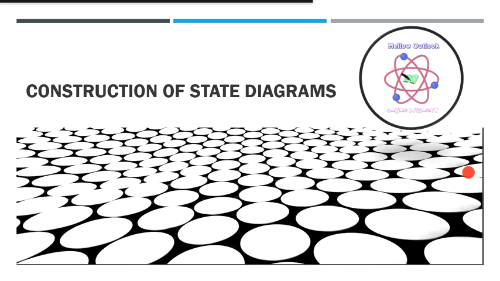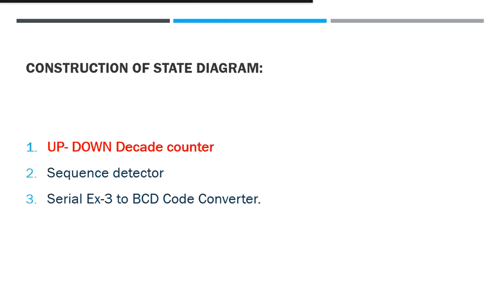So the construction of a state diagram in sequential design is analogous to the construction of a truth table in combinational logic design. Here we will present several problems for which we will construct a state diagram prior to continuing the design of a complex circuit. Mainly we will look into three concepts: the up and down decade counter, the sequence detector, and the third one, the serial XS3 to BCD code converter.